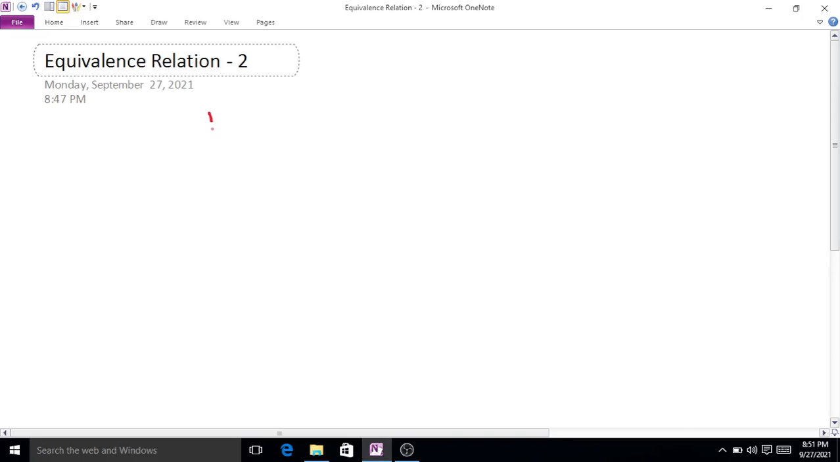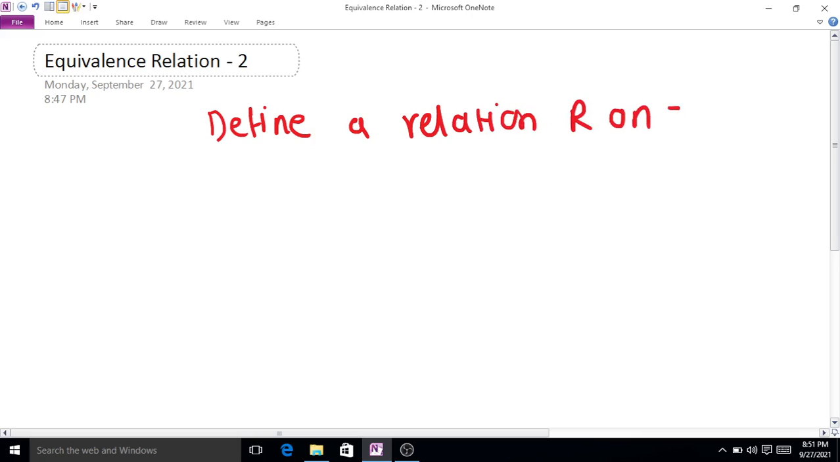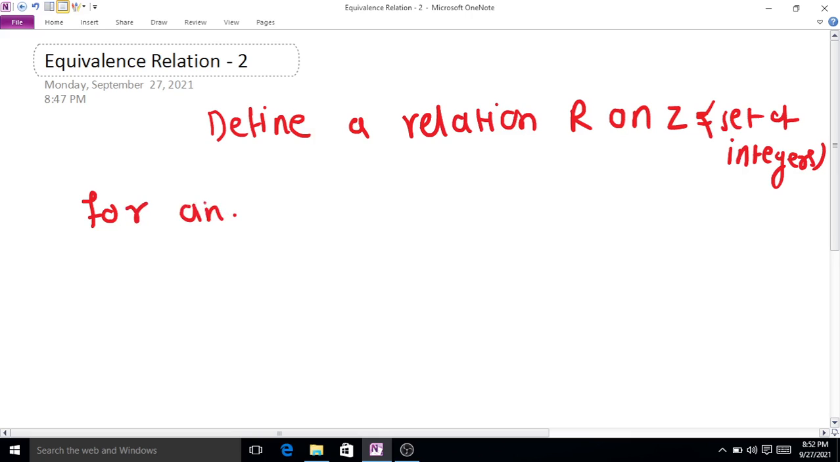Equivalence relation. Define a relation R on Z. We know Z is the set of integers, and for all a, b belonging to Z, a is related to b if and only if a divides b.